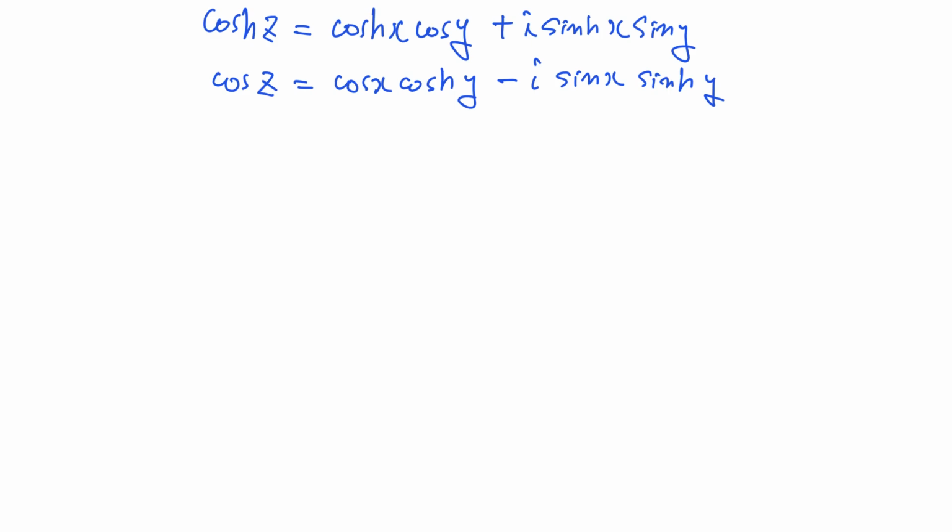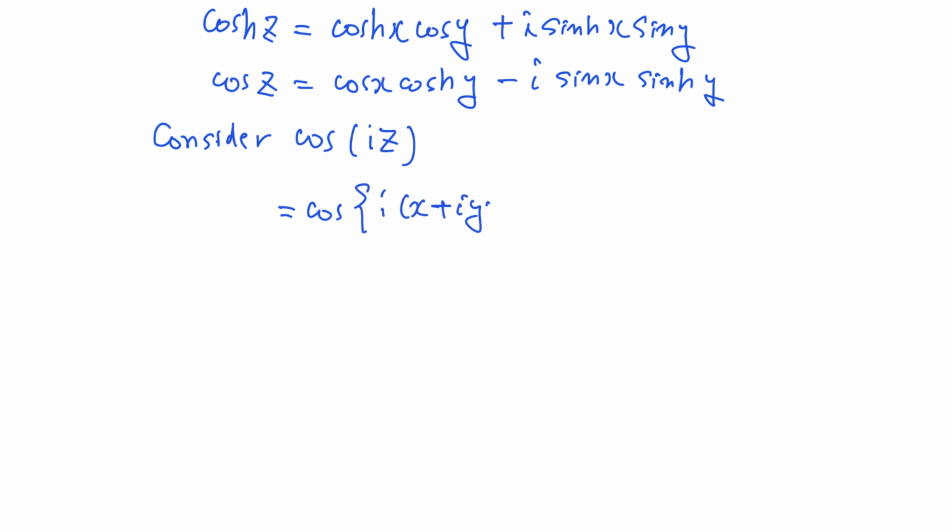So just for the fun of it, consider cosine iz and see what happens. That is cosine of i times x plus iy, right? And this is cosine of ix minus y, right?